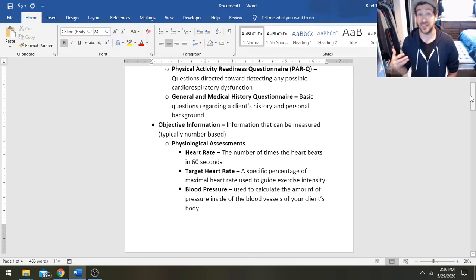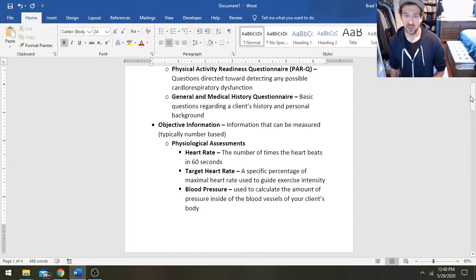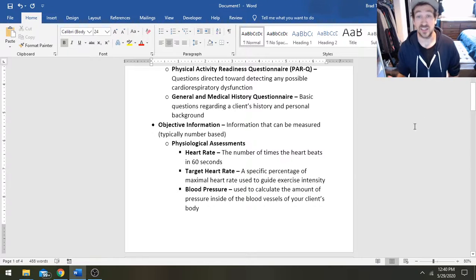Like if your client says that they hate running, when you're doing your warm-ups, you're probably not going to focus on putting them on a treadmill for a light jog. Instead, if they say that they really like going on bike rides, you can warm them up by putting them on a spin bike or something like that. So that's your subjective information. It's the stuff you cannot measure.